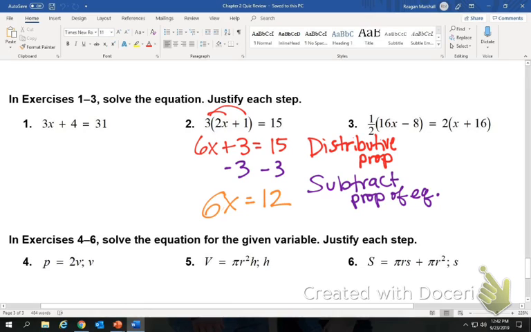What's my next step? Divide by 6. So this is the division property of equality. So x equals 2, which is which property?